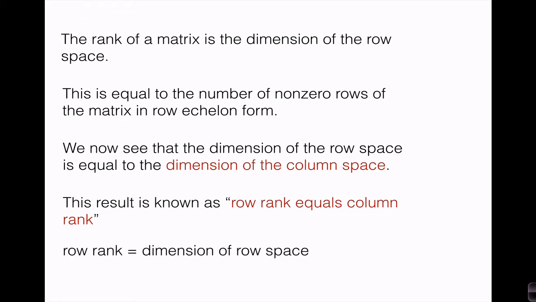This is because the row rank is defined to be the dimension of the row space, and the column rank is defined to be the dimension of the column space. So we're going to show that the dimension of the row space is equal to the dimension of the column space, or in other words, the row rank is equal to the column rank.